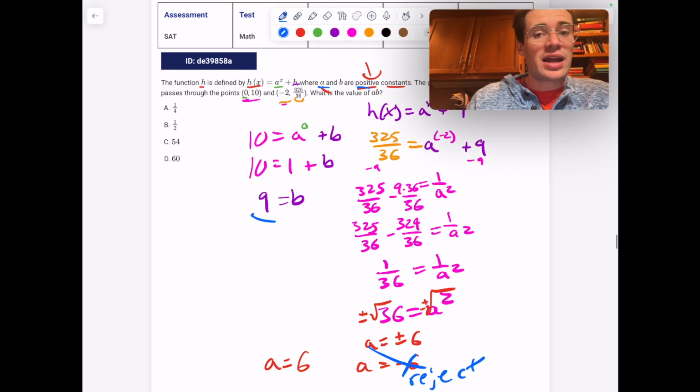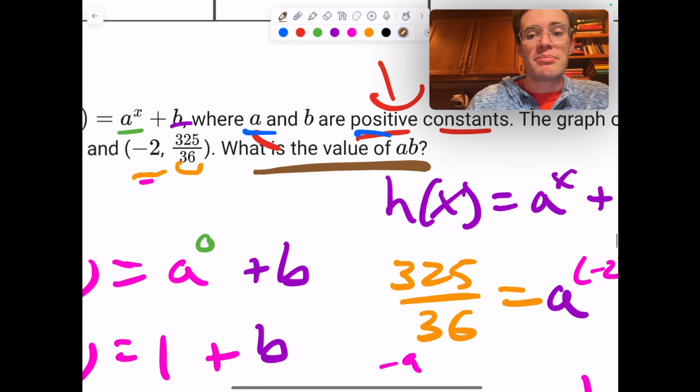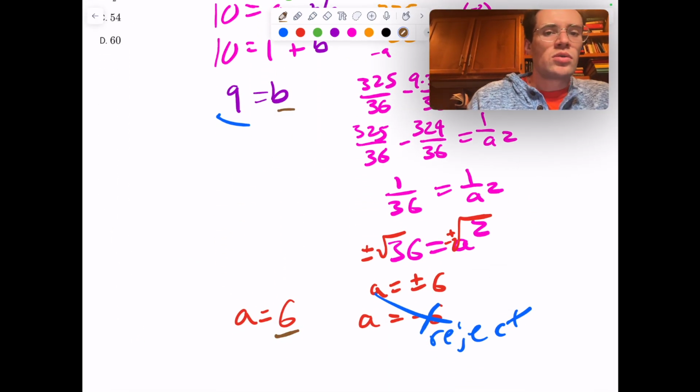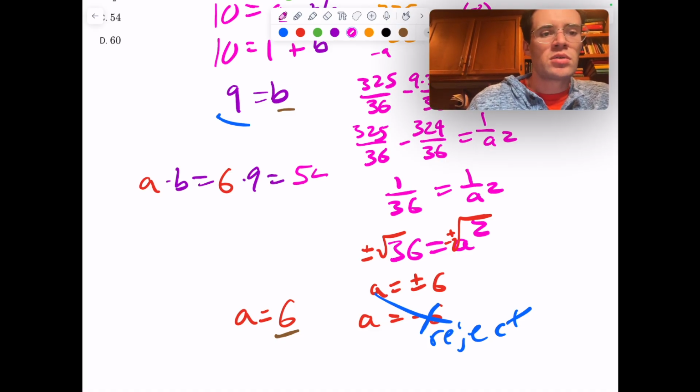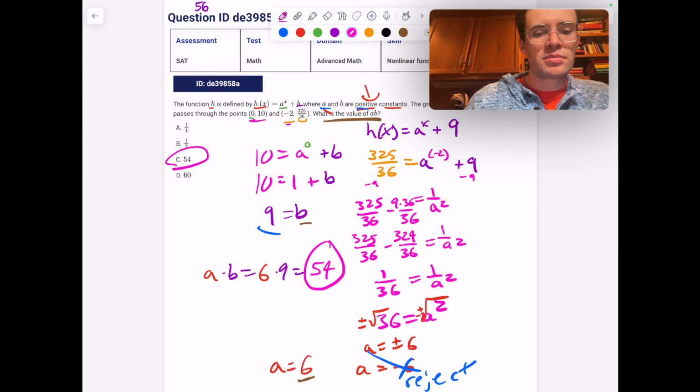All right, that's not our answer, though, because they're asking, what is the value of AB? So if A is 6 and B is 9, we would write A times B is equal to 6 times 9, which equals 54. All right, so 54 is the product of A and B, which is option C. So that's how you do that one.